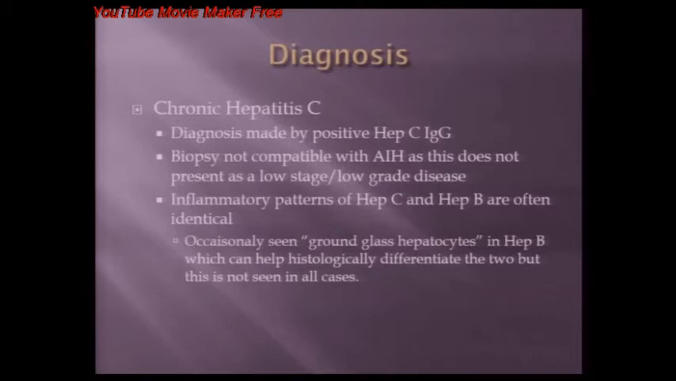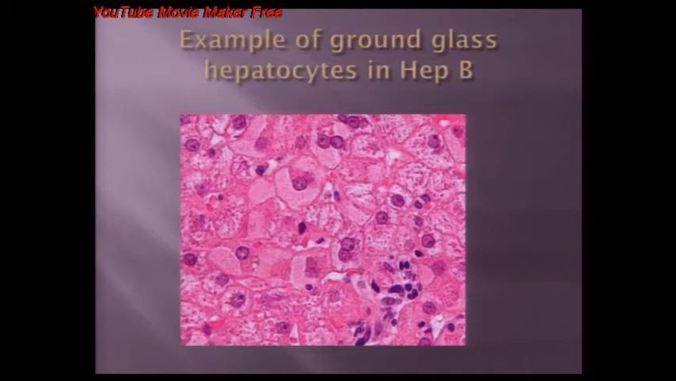Keep in mind that the inflammatory patterns for Hep B and Hep C essentially look identical. Most liver biopsies I look at that are chronic viral hepatitis, I can't tell you whether it's Hep B or Hep C. The exception is sometimes in chronic Hep B, you'll see ground glass hepatocytes that look like this. And these we only see in Hep B. We don't see those in Hep C. And you're only going to see those in chronic Hep B.